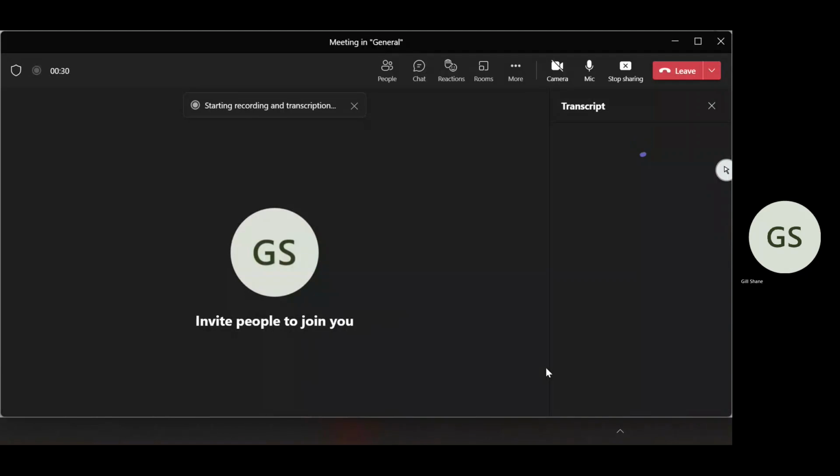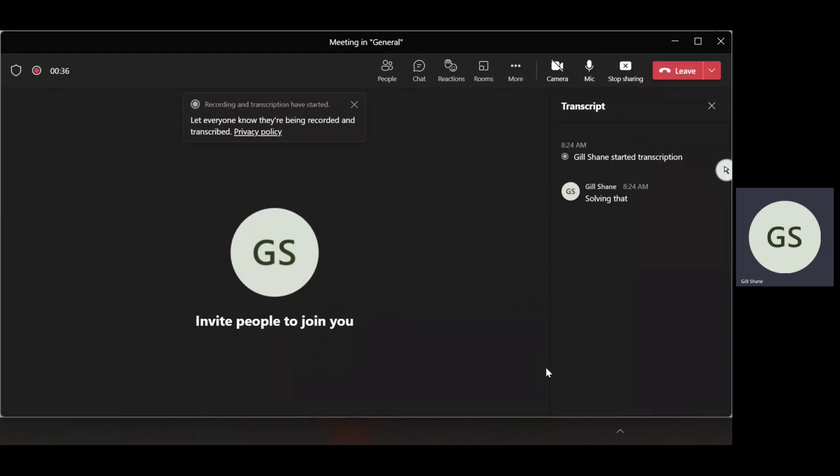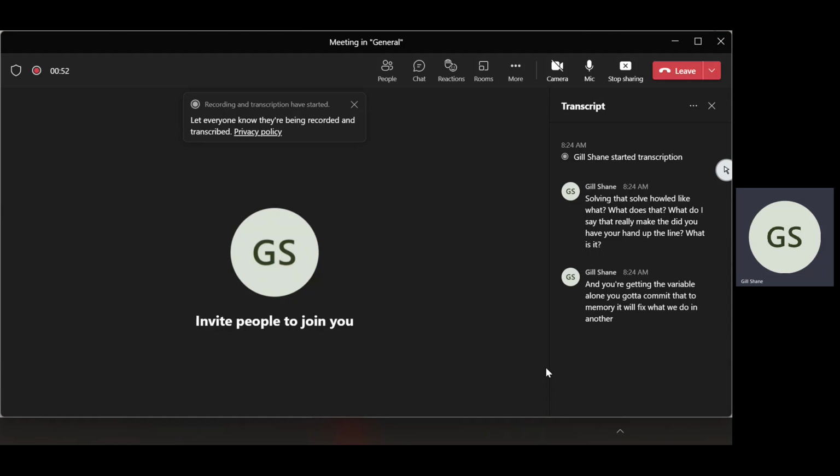So if you know the answer, what is it? Yeah, that's not really solving. What do I say that really means? Did you have your hand up? What is it? You're getting the variable alone. You've got to commit that to memory. It will fix what we do in another lesson that is going to be this week.